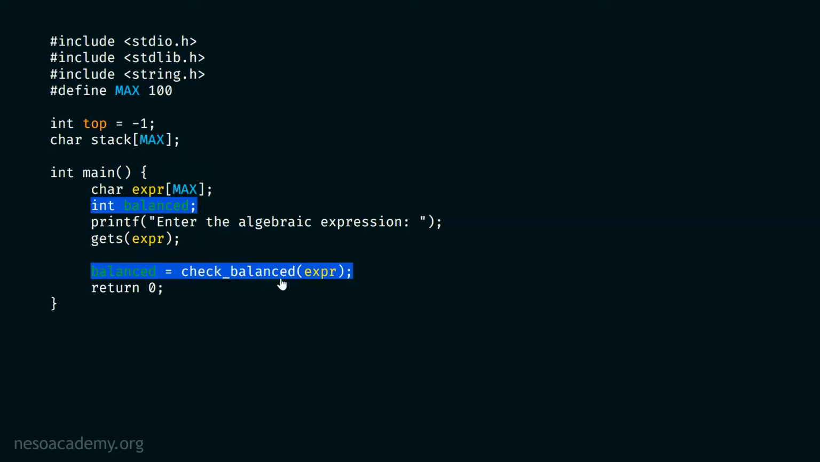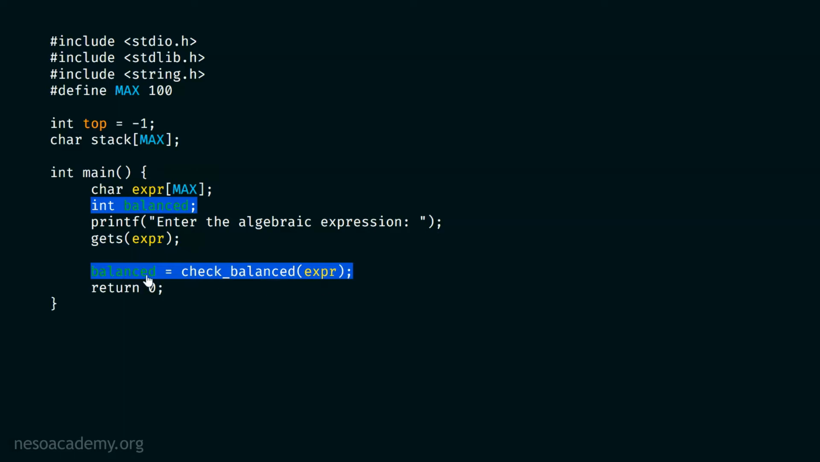We have to call this function to check whether the expression is well balanced or not. I don't want to write the whole code in this main function, so I'm calling a separate function for this purpose. I want to check whether the expression is well balanced or not. For this purpose, I'm calling the checkBalanced function, and I'm passing EXPR, that is the whole expression, to this function.